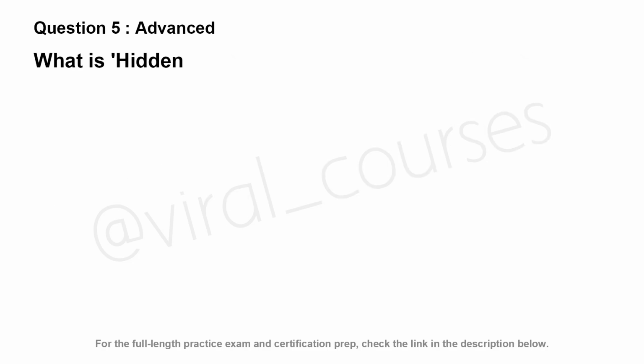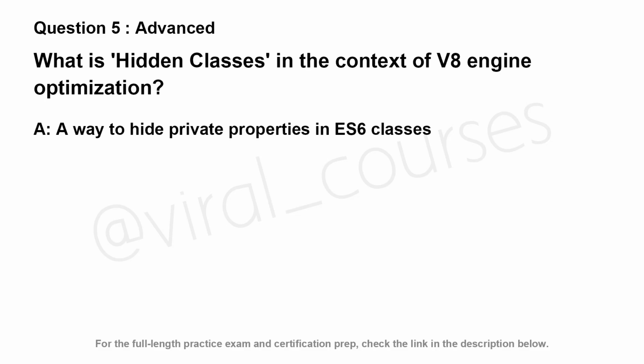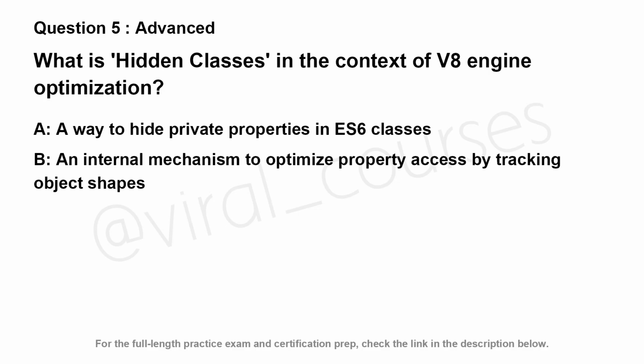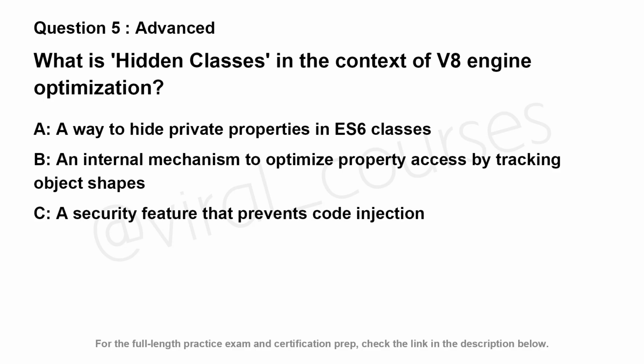What are hidden classes in the context of V8 engine optimization? Option A. A way to hide private properties in ES6 classes. Option B. An internal mechanism to optimize property access by tracking object shapes. Option C. A security feature that prevents code injection. Option D. A method to compress JavaScript files.